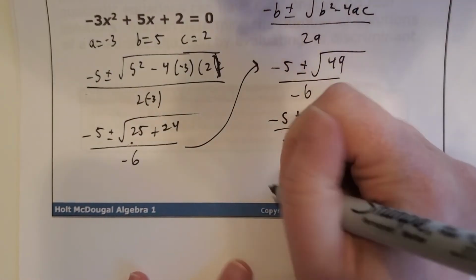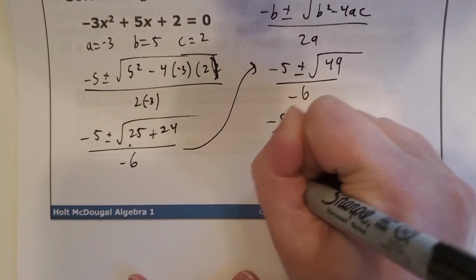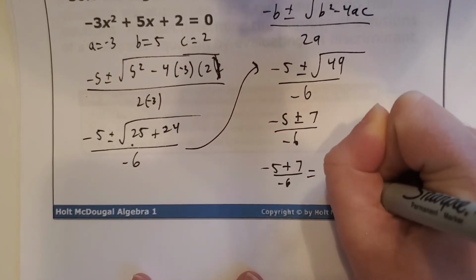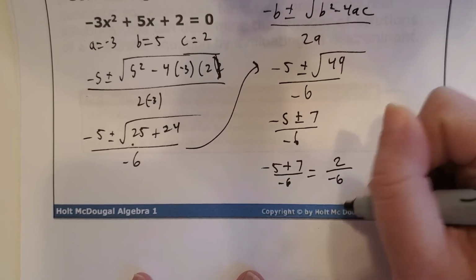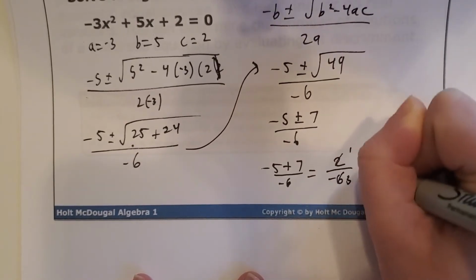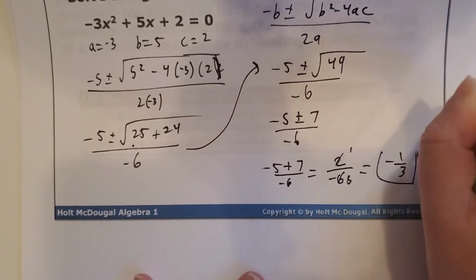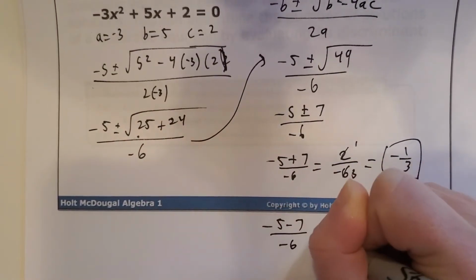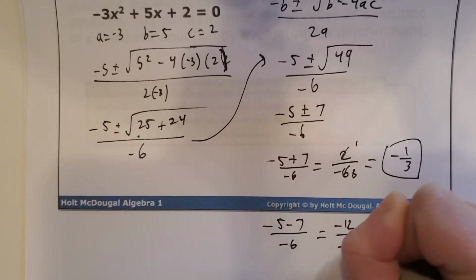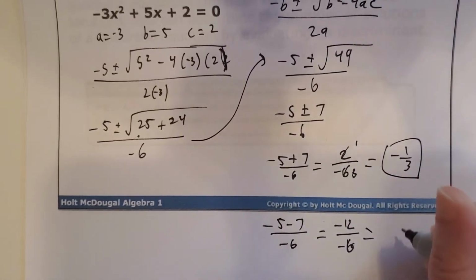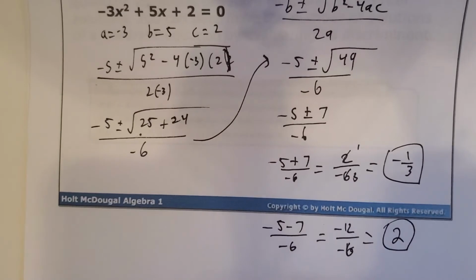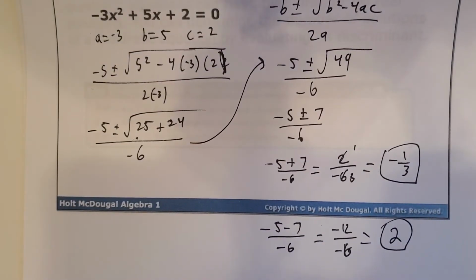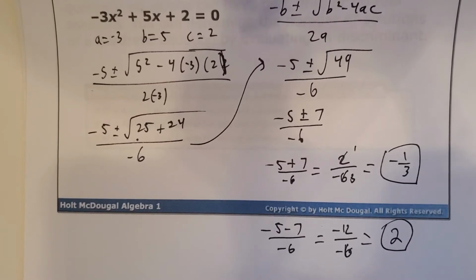You split it up. All right. Negative 5 plus 7 over negative 6 is 2 over negative 6. They're both divisible by 2. So this is negative 1 over 3. And then negative 5 minus 7 over negative 6 is negative 12 over negative 6. And that divides nice and evenly. It's 2.